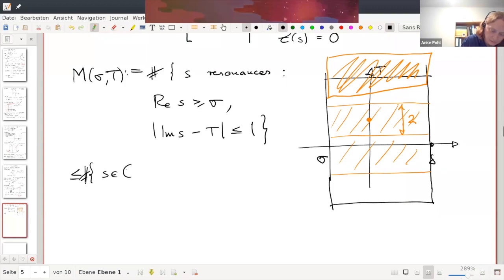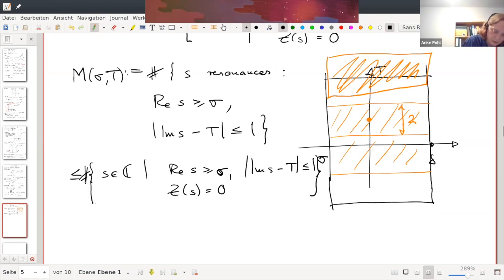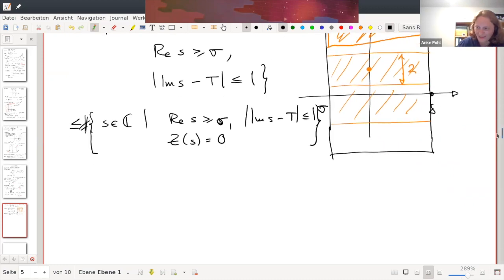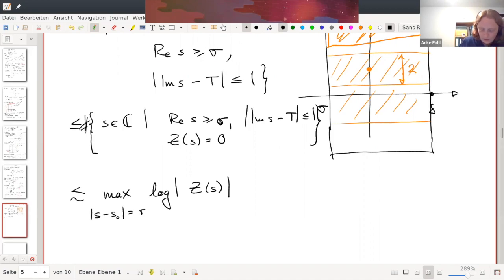I can count in my box, and instead of saying it should be a resonance, I ask for zeros of my Selberg zeta function. It's again a slight overcounting, but we don't worry. It's always a finite number, but it's a very finite number. Then by Jensen's formula, because everything is very smooth, you can get this into a statement purely about the growth of the Selberg zeta function. So what you have to do here is to take the max over a certain circle, this R here, it depends on sigma, and this S naught will depend on the T.